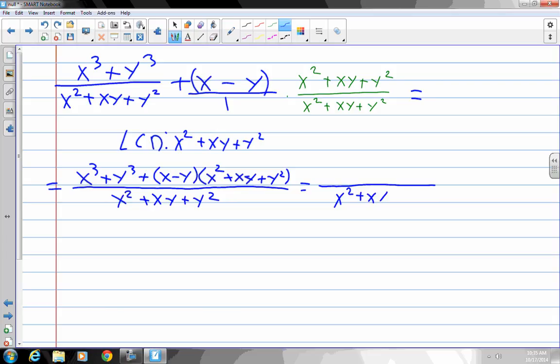How would we go about that? How can we simplify that numerator? What would you do? Don't do it yet. Tell me your plan. Why?